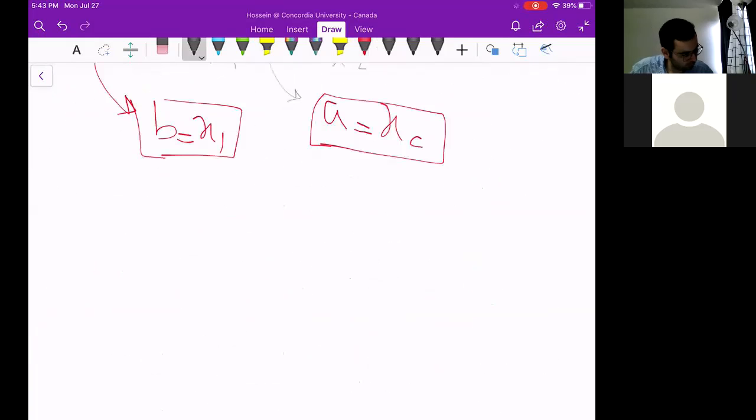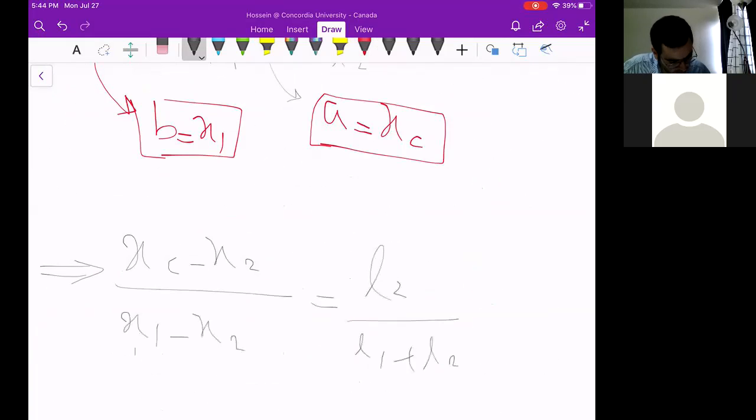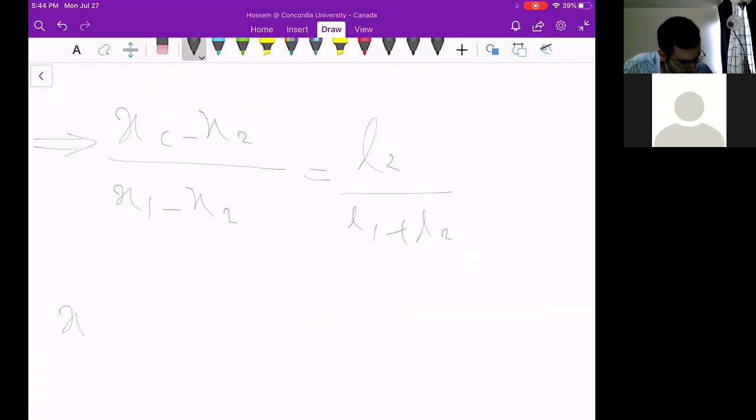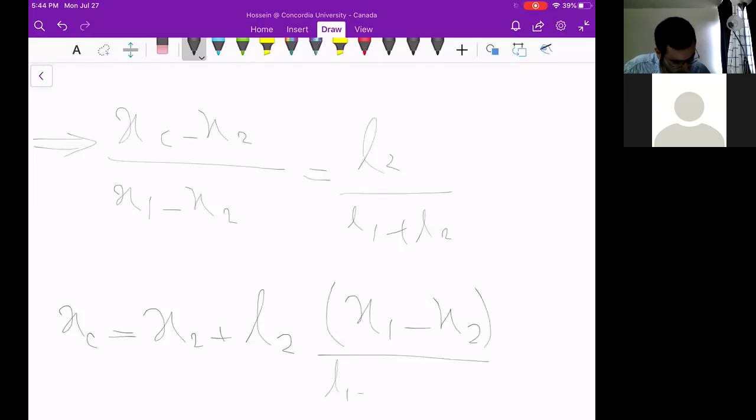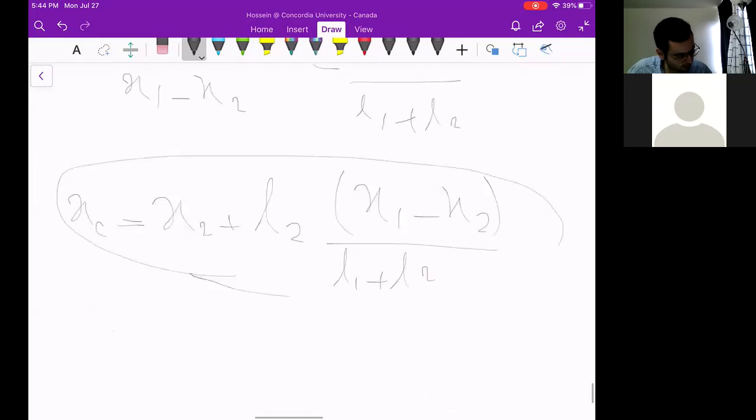Therefore, when you say (XC - X2)/(X1 - X2) is equal to L2/(L1 + L2), you could say XC is X2 + L2(X1 - X2)/(L1 + L2). All you have to do is just insert XC in the above equation of motion and simplify the equation.